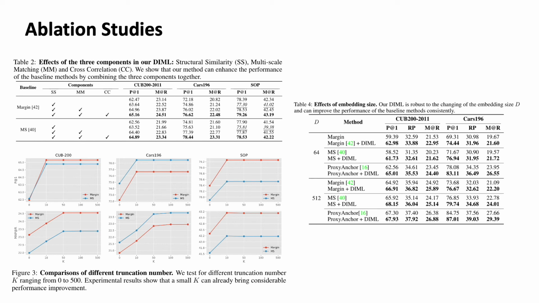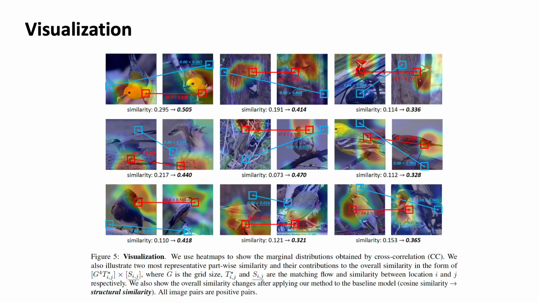The bottom left figure shows that even a small k like 100 will bring considerable improvement. Our proposed DIML is also robust across different embedding sizes, as is shown in the right table. We visualize the marginal distributions, the rescaled optimal transport flow, and the similarity for some pairs of spatial locations. We also demonstrate that by re-weighting the similarity matrix S with the optimal transport matrix T, our proposed structural similarity is higher than the standard cosine similarity by a large margin.